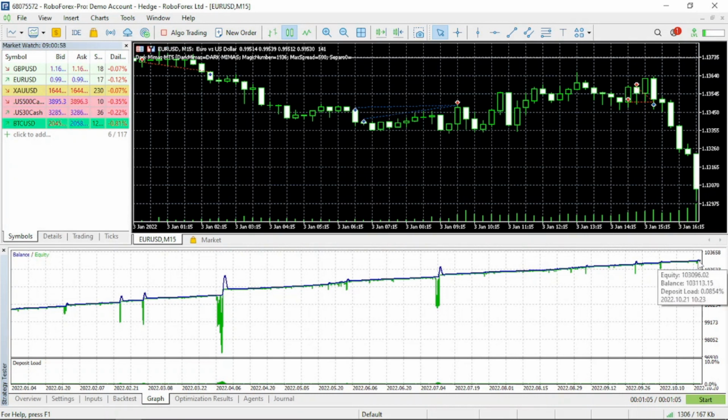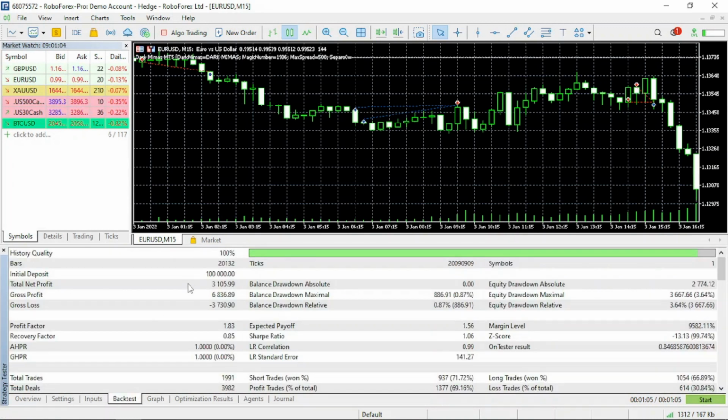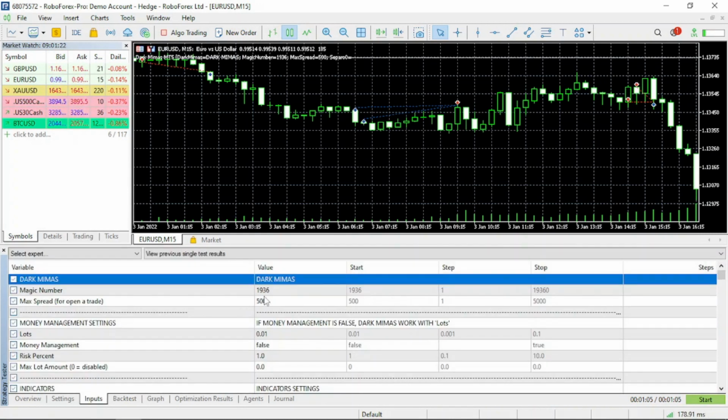Let's take a look at the results. Total net profit was $3,105.99, with a drawdown of 3.64%. We had a profit factor of 1.83 and total profitable trades of 70%.